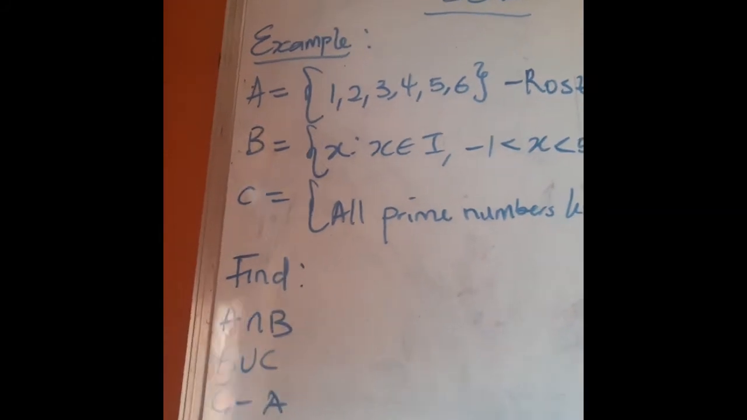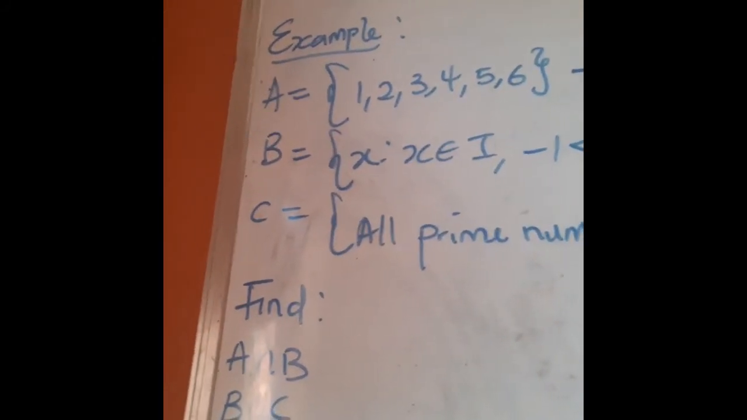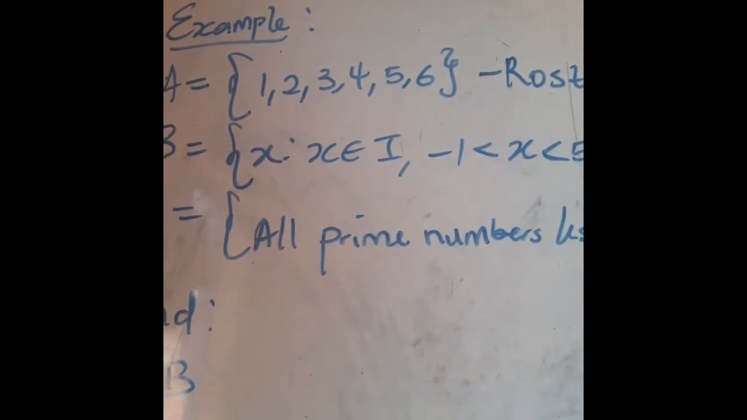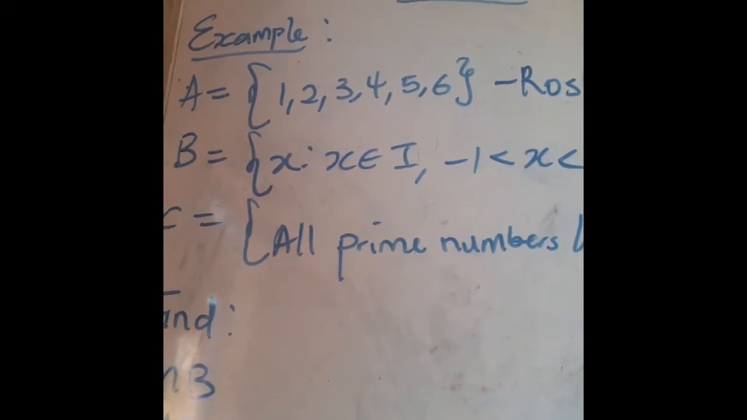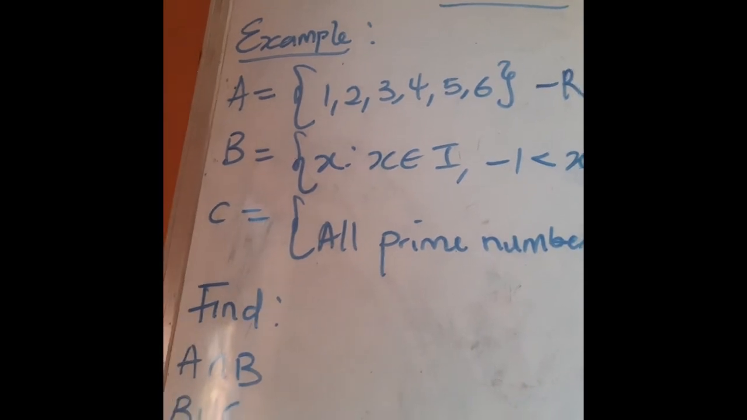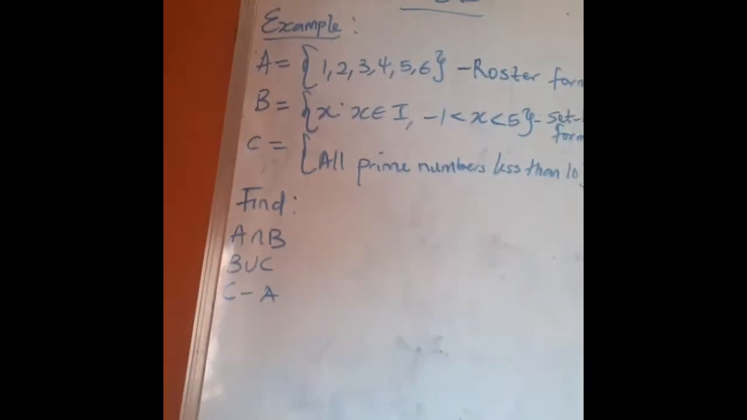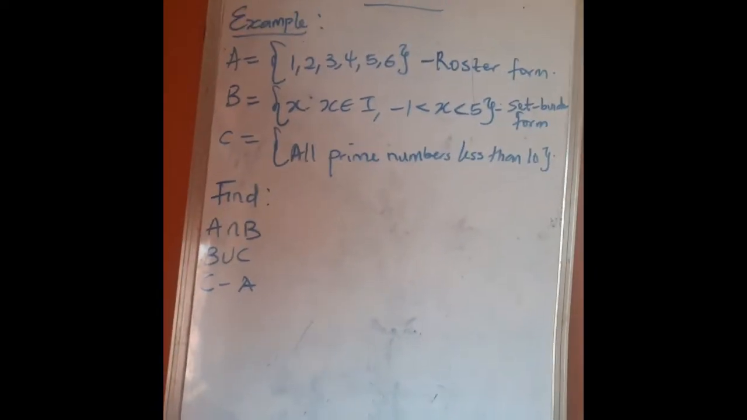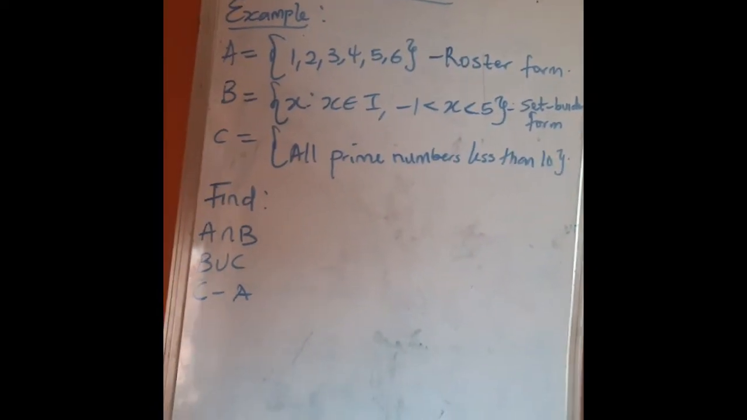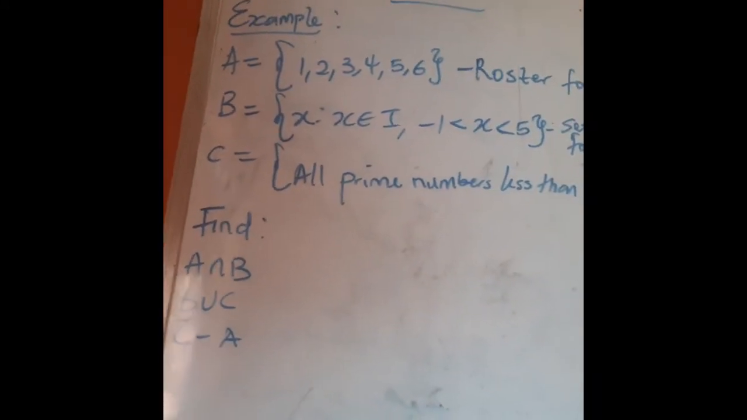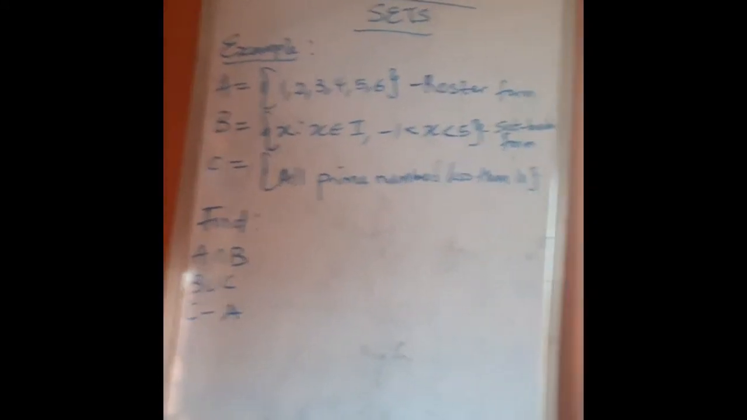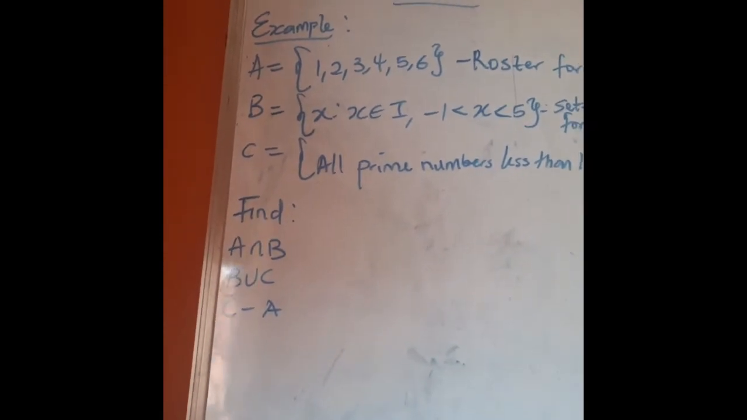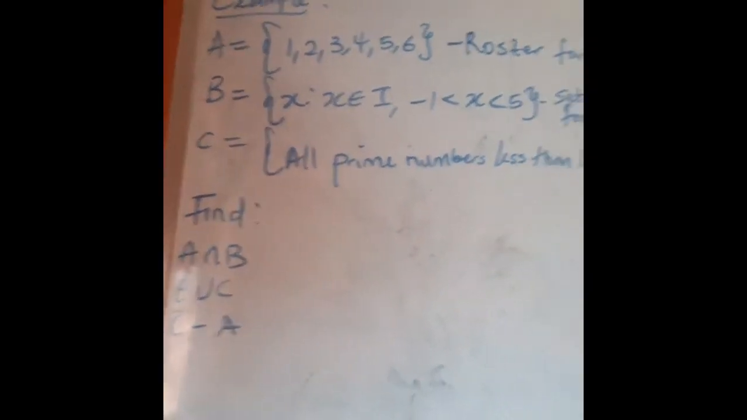While set B is in set builder form, in which we are given a property and we follow the property. And set C is also in a set builder form because it is not listed. This is the set of all prime numbers less than 10. And what are prime numbers? Prime numbers are numbers that are divisible by 1 and themselves.